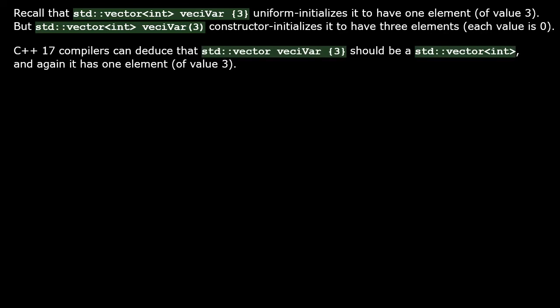Now, consider what happens when we let the compiler deduce the int template parameter. For the form that used braces, everything works just fine. The compiler successfully deduces that the template parameter should be int, and it uniform initializes the same as before.